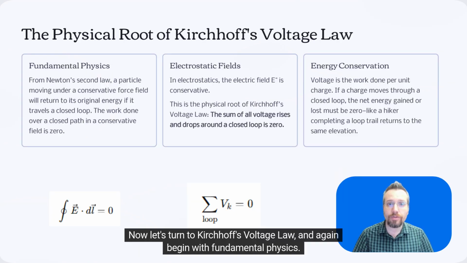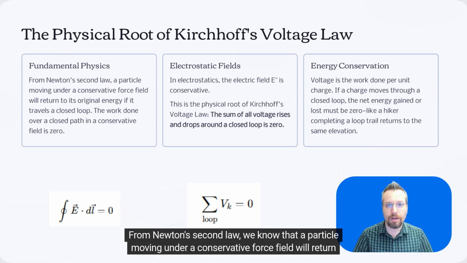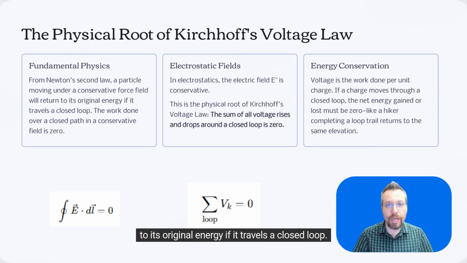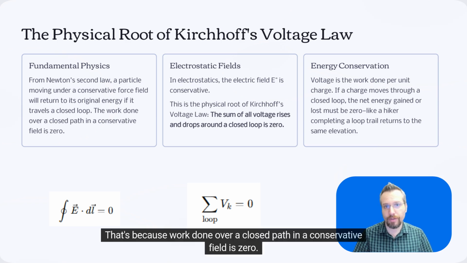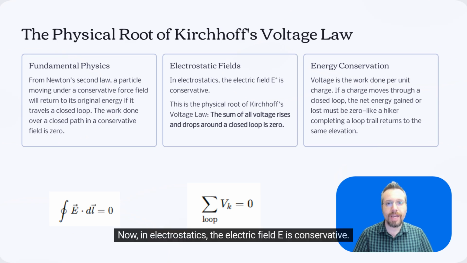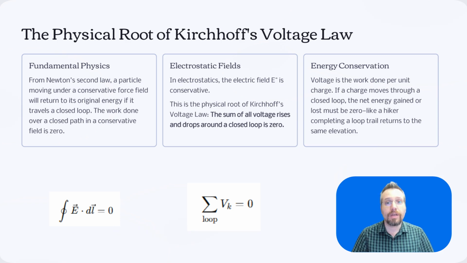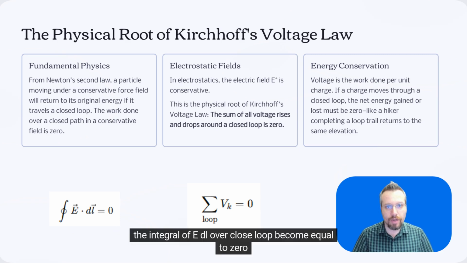Now let's turn to Kirchhoff's voltage law and again begin with fundamental physics. From Newton's second law, we know that a particle moving under a conservative force field will return to its original energy if it travels a closed loop. That's because work done over a closed path in a conservative field is 0. Now in electrostatics, the electric field E is conservative. This means the integral of E dot dl over a closed loop is equal to 0. If you integrate the electric field around any closed path, you get 0. That's the physical root of Kirchhoff's voltage law. The sum of all voltage rises and drops around a closed loop is 0.